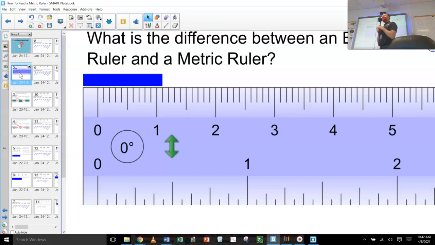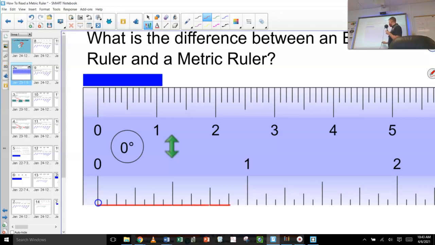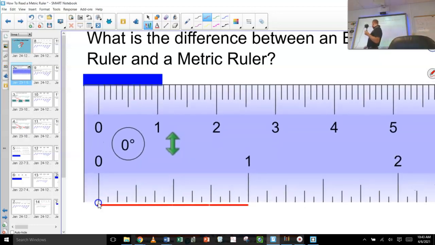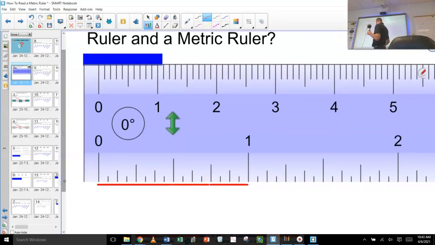Have you ever noticed the difference between the two if you count these? Have you ever counted on an English ruler on a tape measure? How many are there? You can count with me. One, two, three, four, five, six, seven, eight, nine, 10, 11, 12, 13, 14, 15, 16. That's how old I am. Isn't that crazy? On an English ruler, they're broken into sixteenths. Which is, in my brain, a little crazy, right?